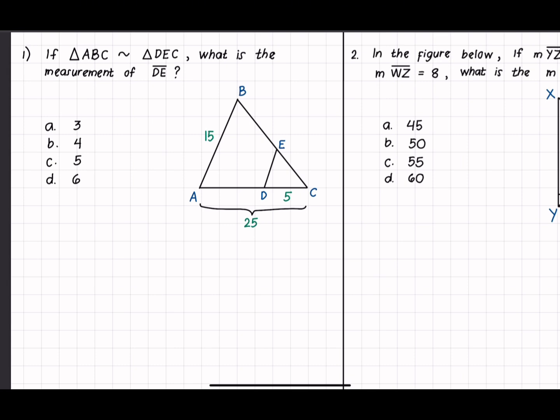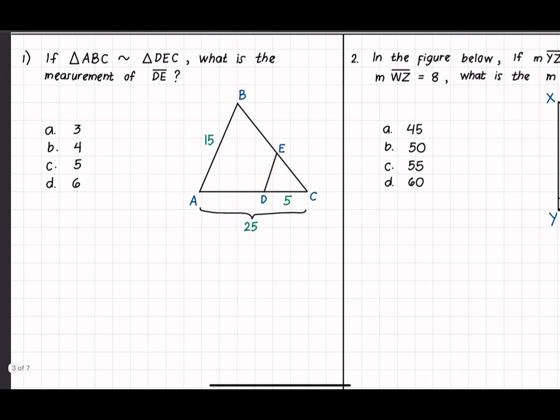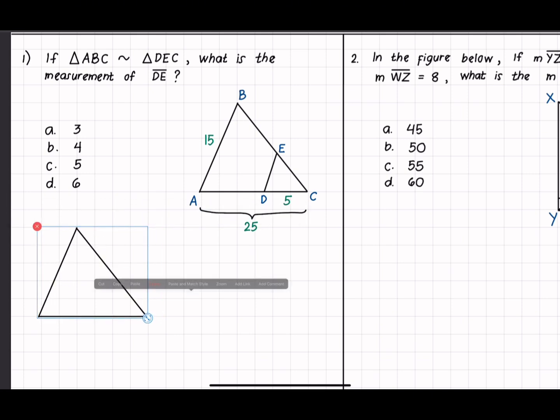Let's start. For number 1, if triangle ABC is similar to triangle DEC, what is the measurement of side DE? Okay, to better visualize the problem, I can separate the two triangles. So as you can see here, we have two triangles. The big triangle is triangle ABC and the smaller triangle is triangle DEC. So I'm going to separate them.